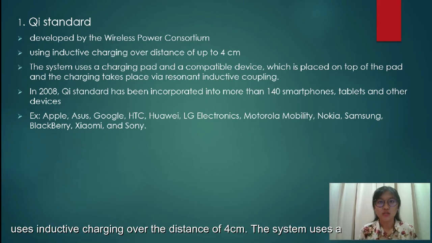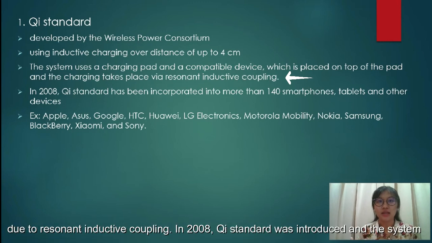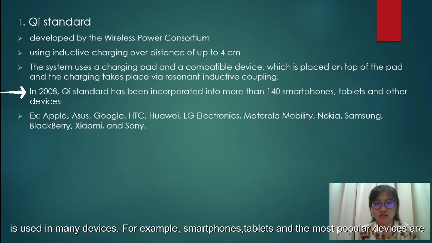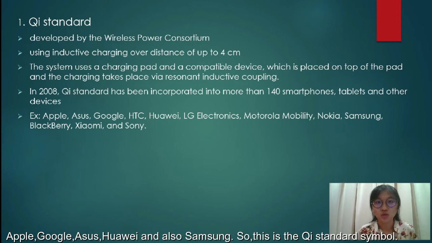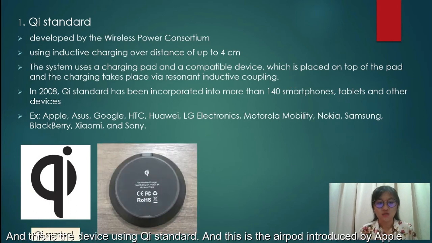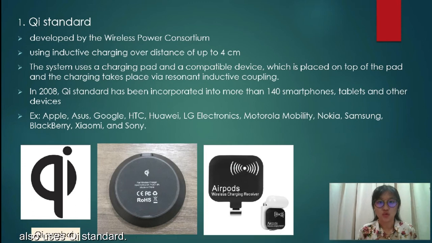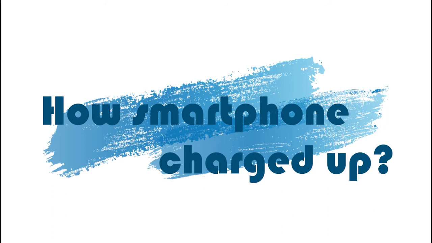This standard uses inductive charging over a distance up to 4 cm. The system uses a charging pad and also a compatible device. The compatible device is placed on the charging pad and the charging takes place due to resonant inductive coupling. In 2008, the Qi standard was introduced and the system is used in many devices, for example smartphones and tablets. The most popular brands are Apple, Google, Asus, Huawei, and also Samsung. This is the Qi symbol, and these are devices using the Qi standard, and this is the AirPod, which is introduced by Apple, which also uses Qi standards.